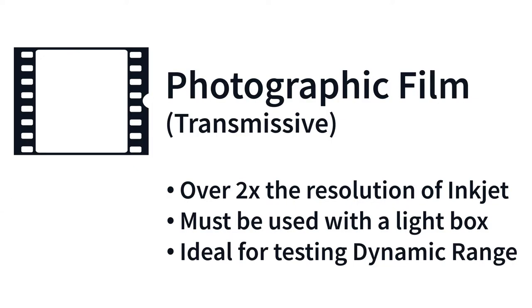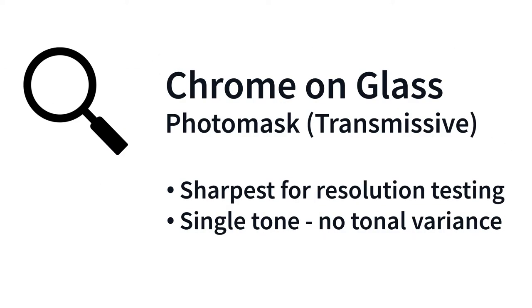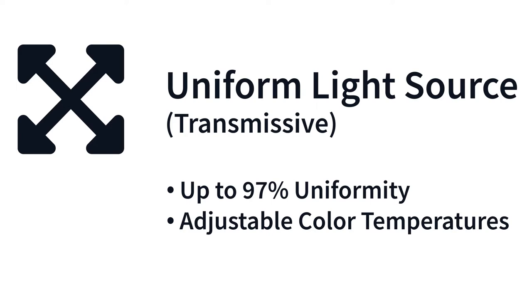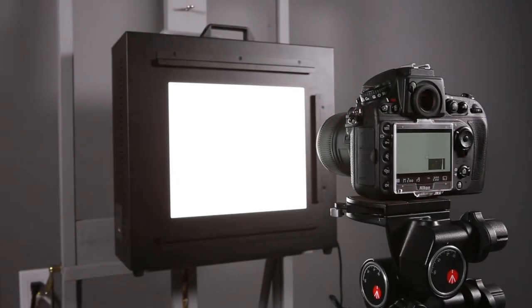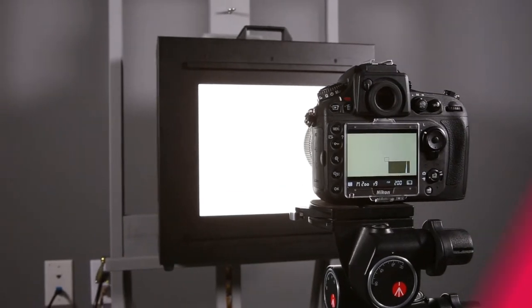Transmissive processes, such as film and chrome-on-glass, are ideal for testing dynamic range and ultra-high resolution because of the wider range of tones and high-precision printing. In addition to traditional test targets, using a transmissive light source provides a target for uniformity testing.